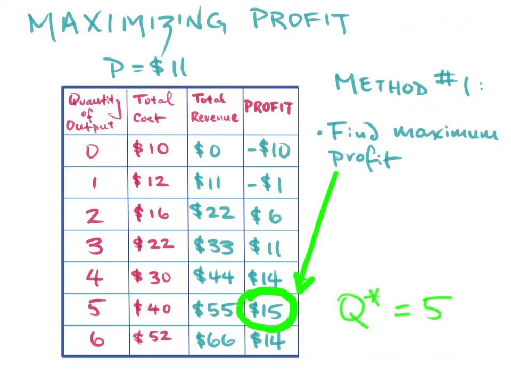Then in the final step, I identify how much output maximizes profits. This firm can get the most profit if it produces 5 widgets. That yields $15 of profit. So I've written here Q star equals 5.